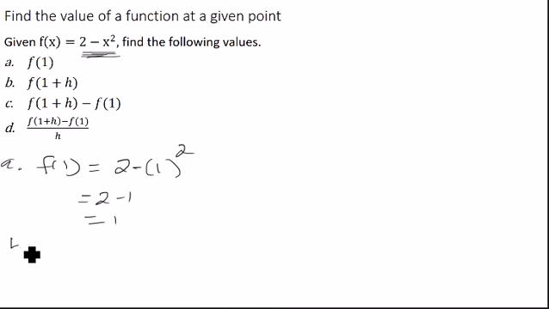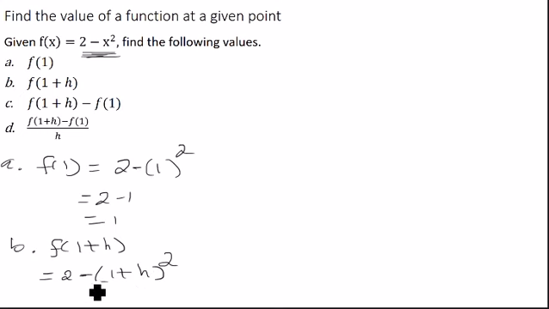So that's going to be 2 minus 1, which is going to be 1. The second part, b, is f of 1 plus h. That's going to be 2 minus (1 plus h) squared. Now this is where we have to do a little bit of work.